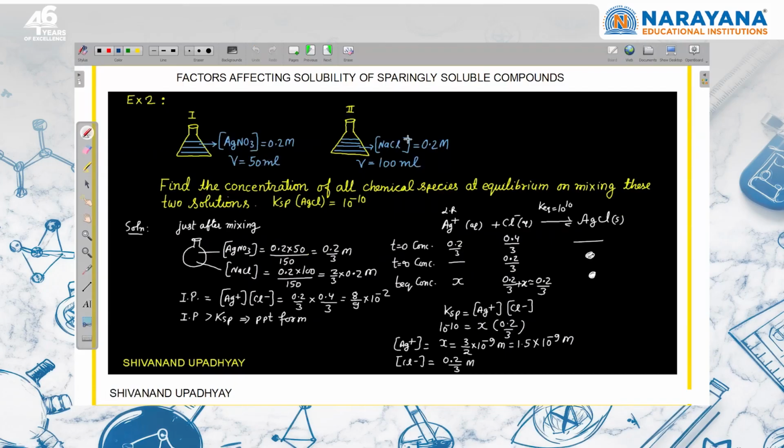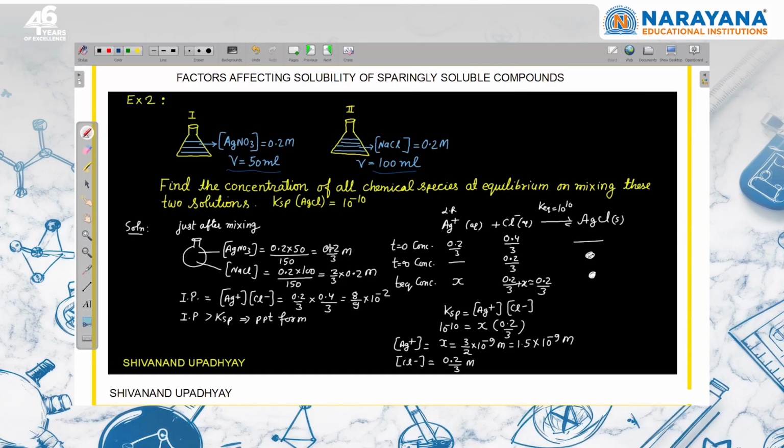Here if you see, the moles of these two are different. Here the moles are less and here the moles are more, right? So just after mixing, we are saying that the volume is like this. So for concentration, we can write millimoles upon volume. Millimoles will be 50 into 0.2 upon total volume. We get just after mixing the Ag+ ion concentration, that is 0.2 divided by 3. Same way the NaCl ion concentration, that is 0.4 divided by 3.